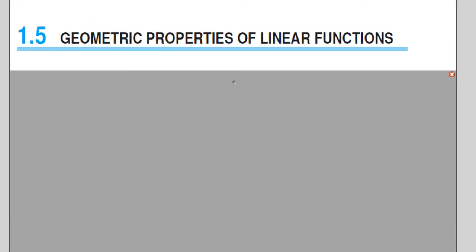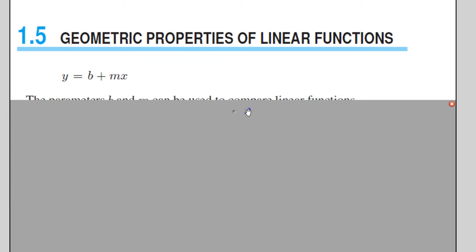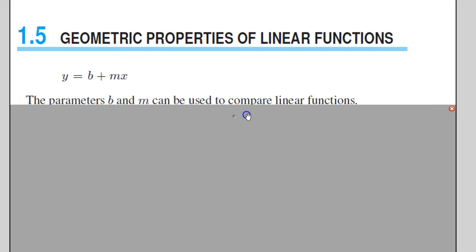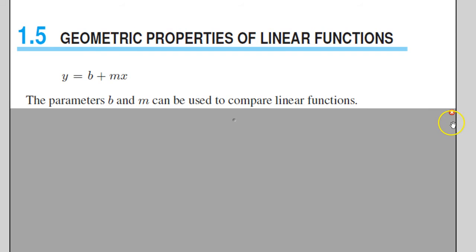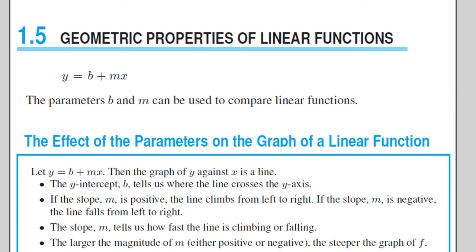Let's go to 1.5, geometric properties of linear functions. So remember, a linear function of the most popular form is represented by y equals b plus mx. And the parameters of this function are things that can change. And the parameters here are b and m. And we can use these to compare them to other linear functions. So let's take a look at this example.